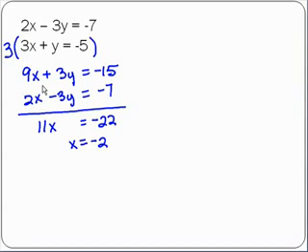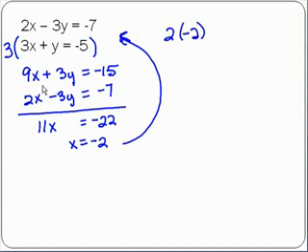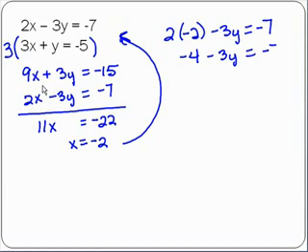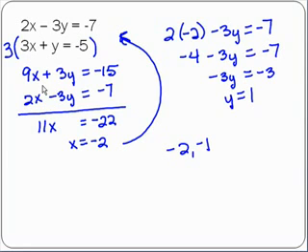Now we have to find the corresponding y value, so we're going to substitute back in. And we can pick either one. Let's just take the top one. So 2 times x, and we found x to be a negative 2, minus 3y is equal to negative 7. I am going to add the 4 over, and then divide by negative 3. So negative 2, negative 1 is where these two lines intersect.